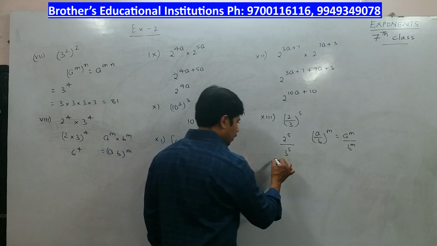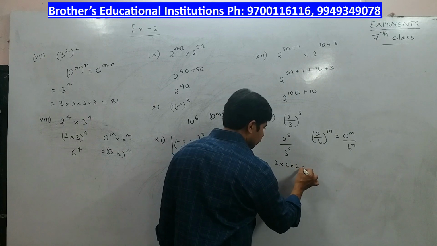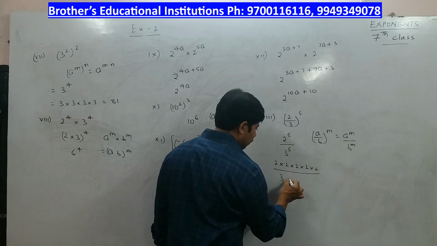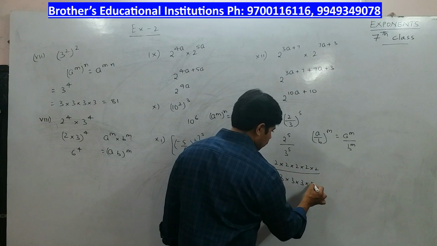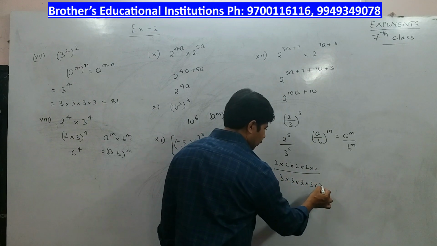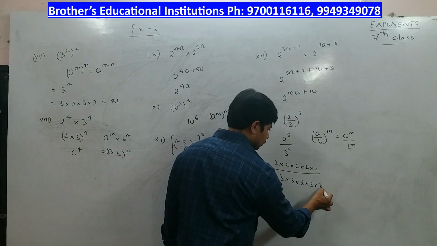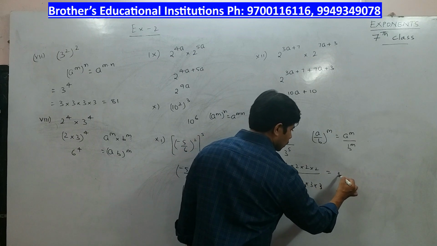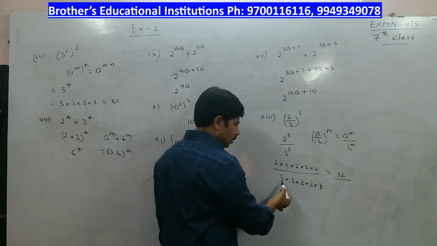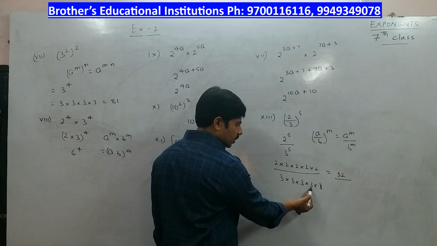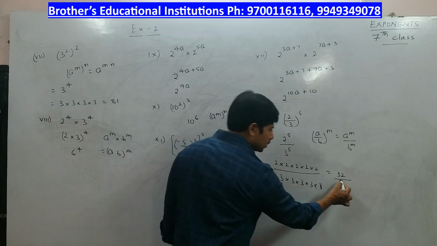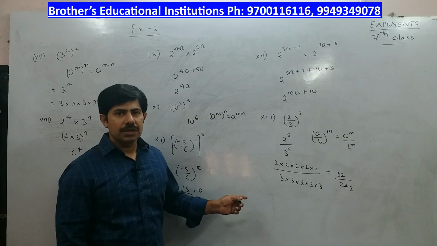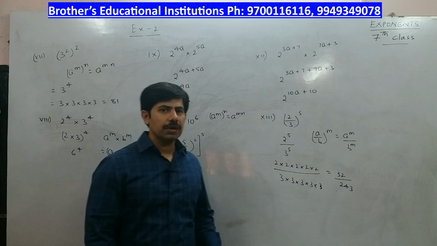2 power 5, this 2 we need to write 5 times, and this 3 we have to write 5 times. After that we will simplify this. 2 2s are 4, 4 2s are 8, 8 2s are 16, 16 2s are 32, by 3 3s are 9, 9 3s are 27, 27 3s are 81, 81 3s are 243. So it is 32 by 243. Okay, so note down this.